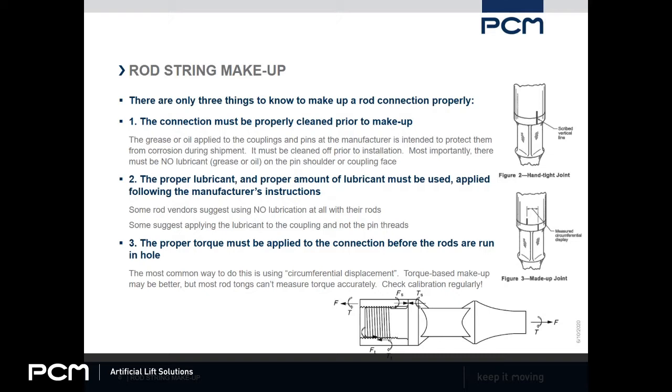The most common way the manufacturers will say to do this is something they call circumferential displacement. And these pictures on the right-hand side describe this. These pictures come from API recommended practice 11BR. So you make up the connection hand tight and you draw a line across the connection. Normally you do it on both sides because the rod tongs will do both sides at once. Use your rod tongs, apply the torque, and then measure this circumferential displacement that occurs between them. How far did that line move from hand tight to being fully tightened? They'll actually give you little cards that you can use to measure this, so you can tell if your hydraulic setting on your power tongs needs to be increased or decreased.